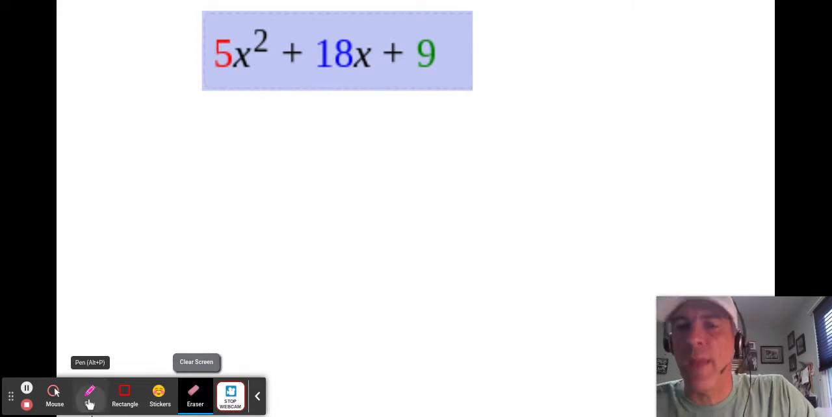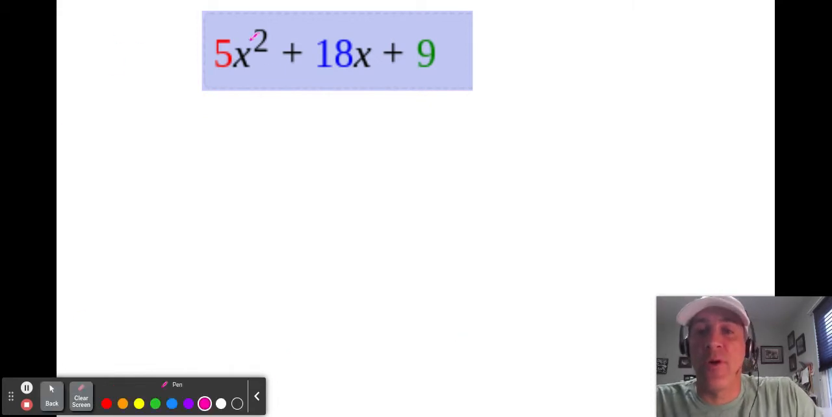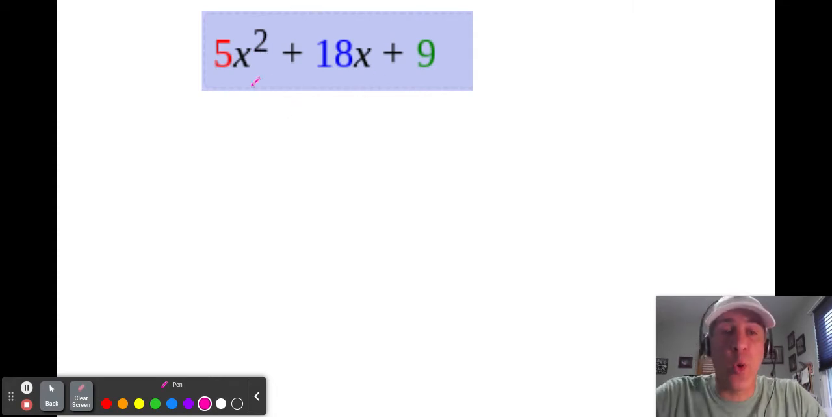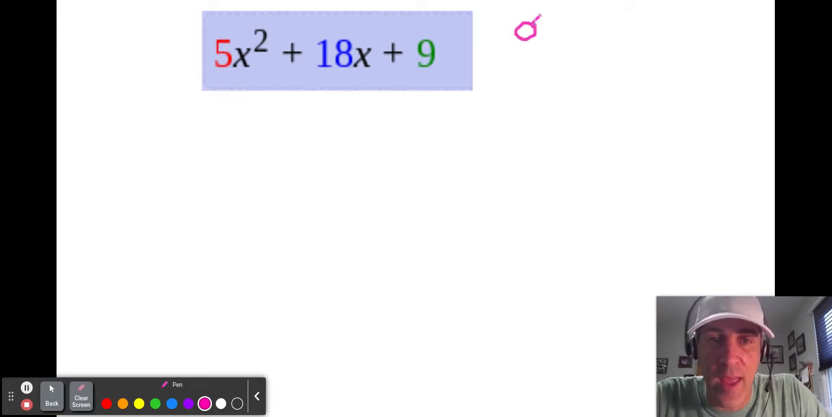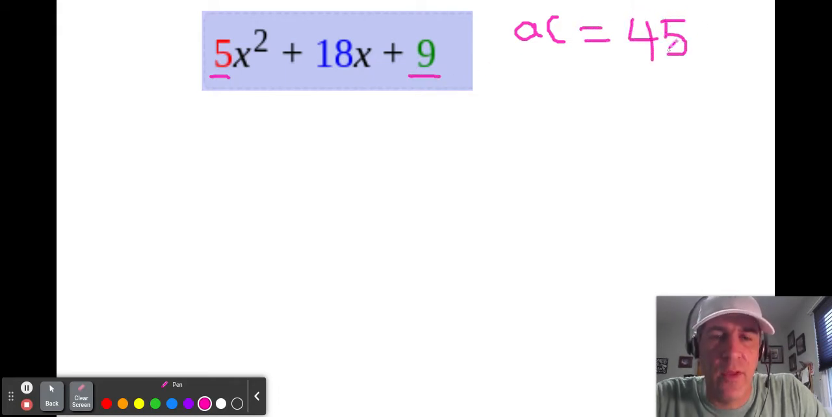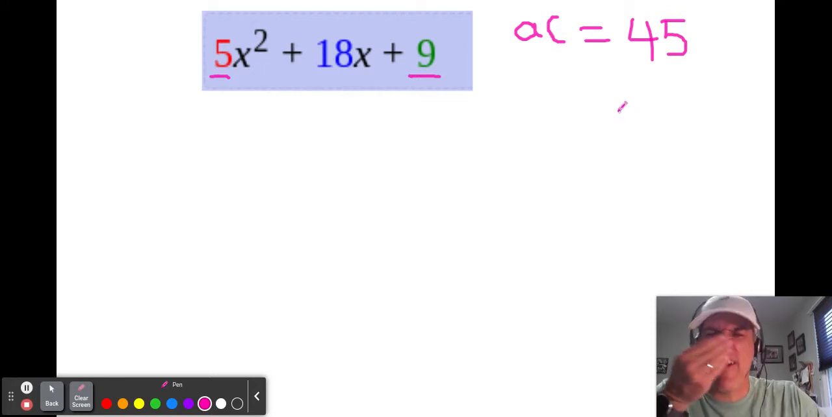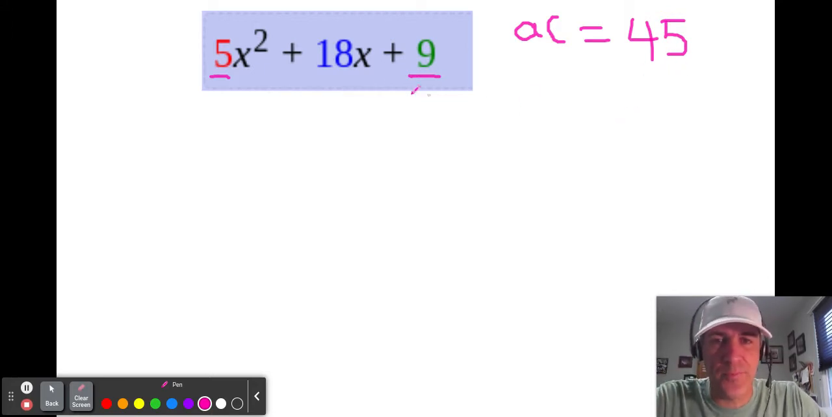Okay, so now I want to factor 5x squared plus 18x plus 9. What I'm going to do first is find AC, my A times my C. That's what I'm going to do first. And that equals 45. So now I want to figure out what factors of 45 add to 18. So what times what adds to 18?